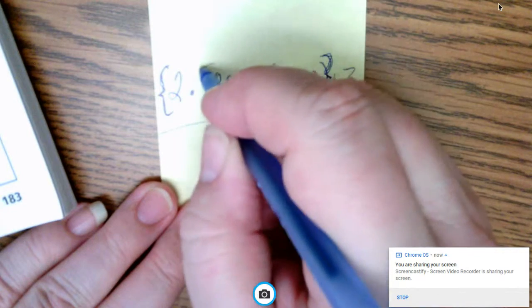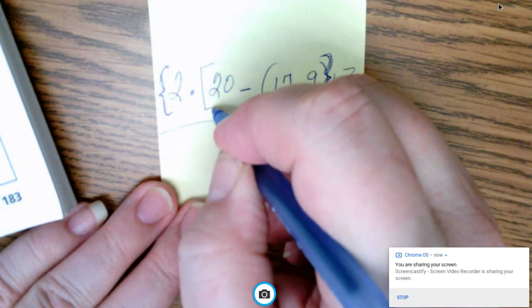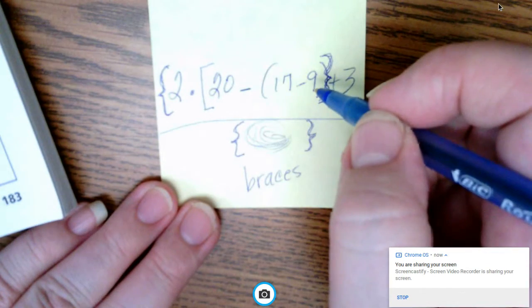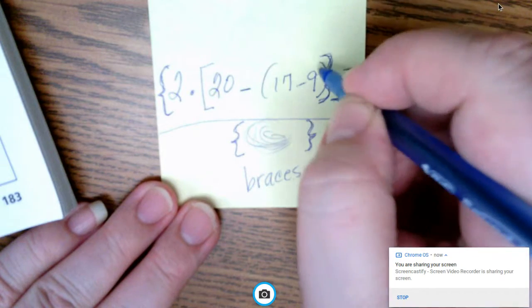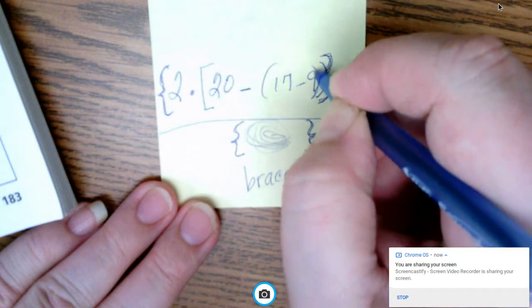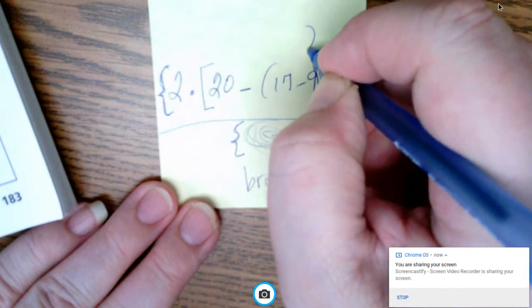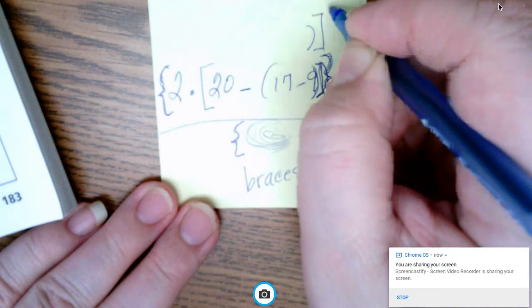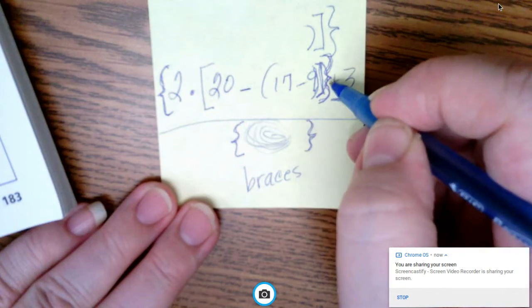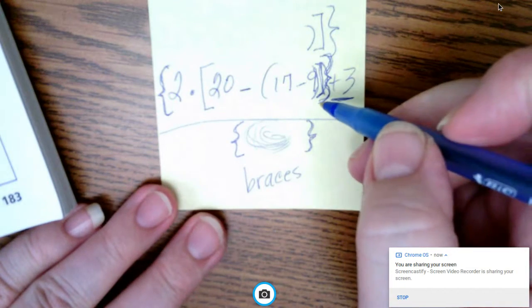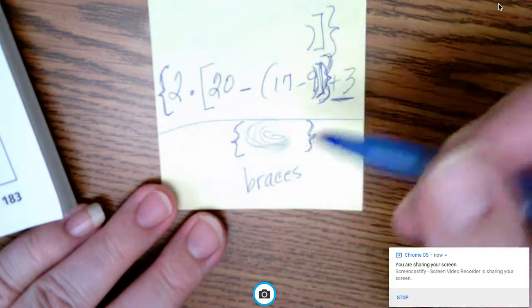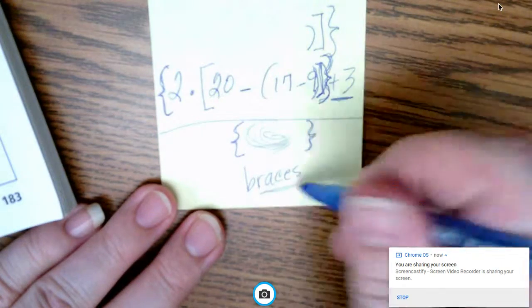Okay, and then this problem also has a bracket here. And, oh, I messed it up. Right between the parenthesis and this brace. So this is actually a parenthesis, a bracket, and a brace right here. So that's another thing you might see, are braces.